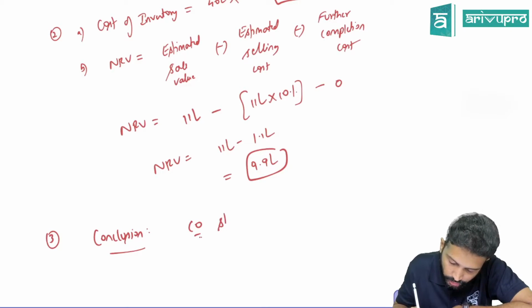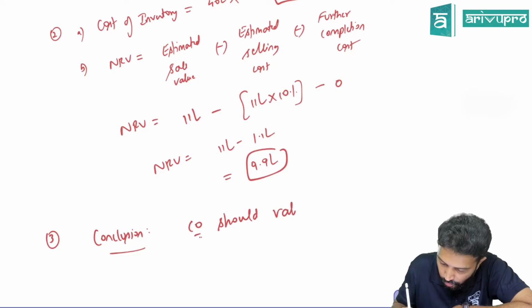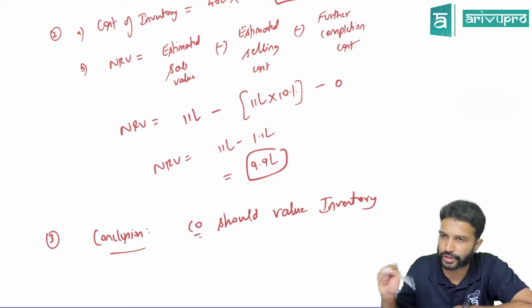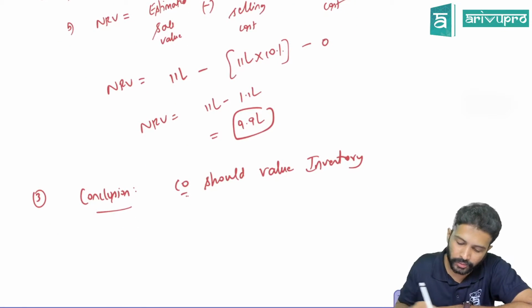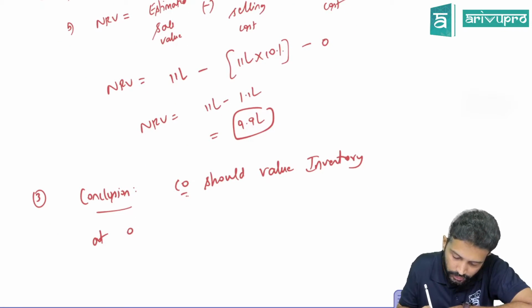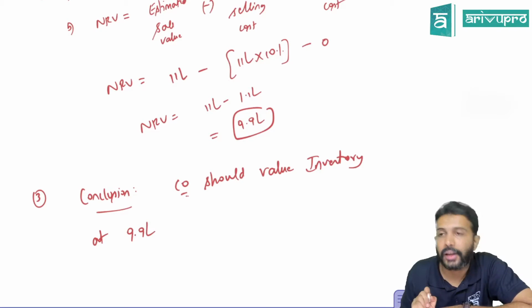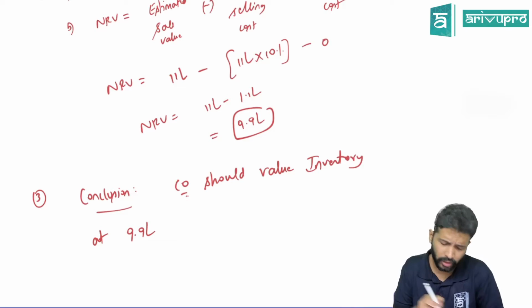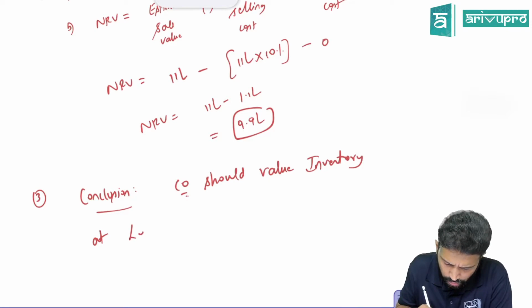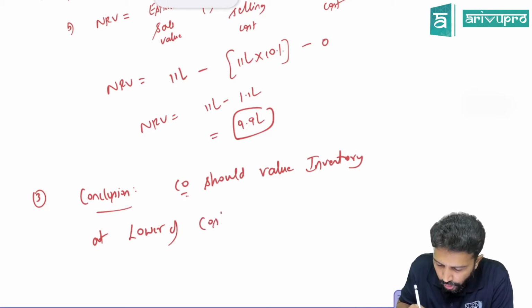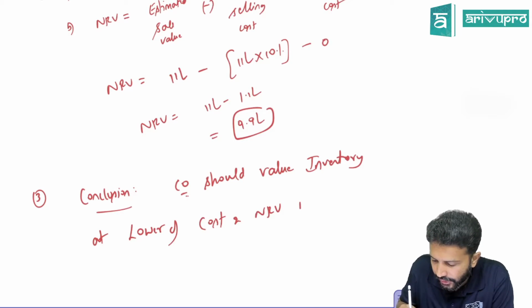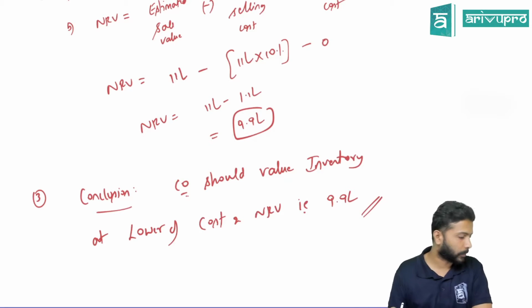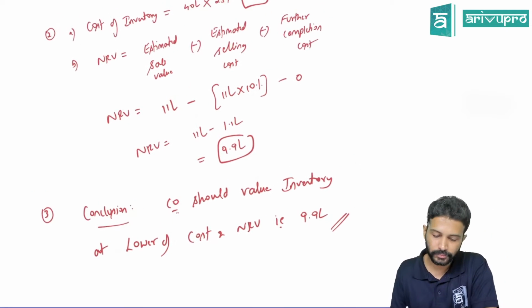Company should value inventory. By inventory, we are referring here to the closing stock. Company should value the inventory at 9.9 lakh rupees. Or you can write that it should value the inventory at the lower of cost and NRV, and that which is lower is 9.9. So value it at that particular value. That's all.